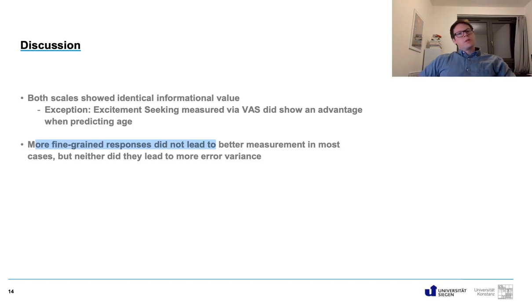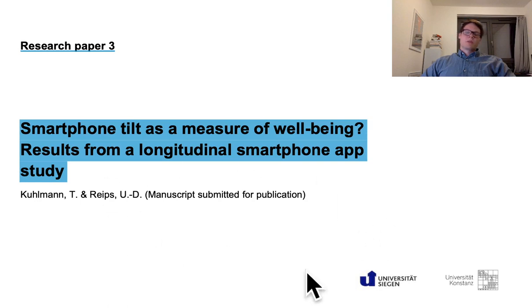In the third paper now, as I mentioned before, we go into the area of smartphone-based assessment, and we investigated here whether smartphone tilt can be used as a measure of well-being, so whether data from the objective smartphone sensor can be used to infer something about the subjective well-being of the person who owns the smartphone.